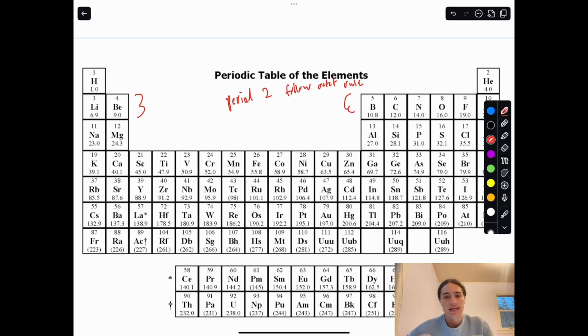Which means that they can really only have up to 8 electrons in their valence shell before having no more, and each bond, as we'll see more in another video, counts for 2 electrons. So yeah, that means they can only have 4 bonds in period 2. But period 3 breaks that trend.